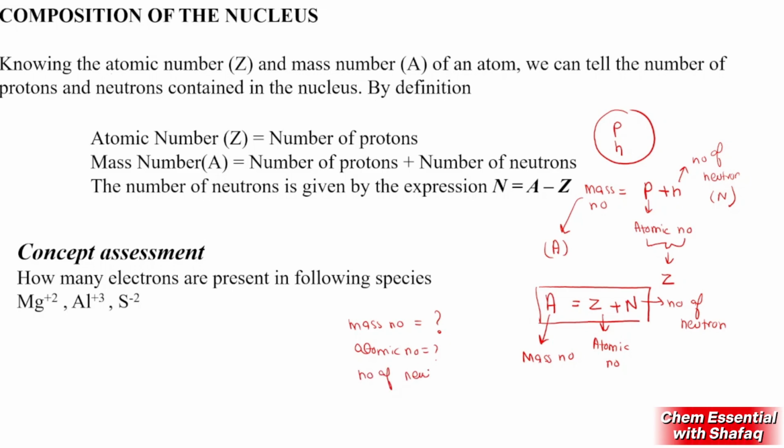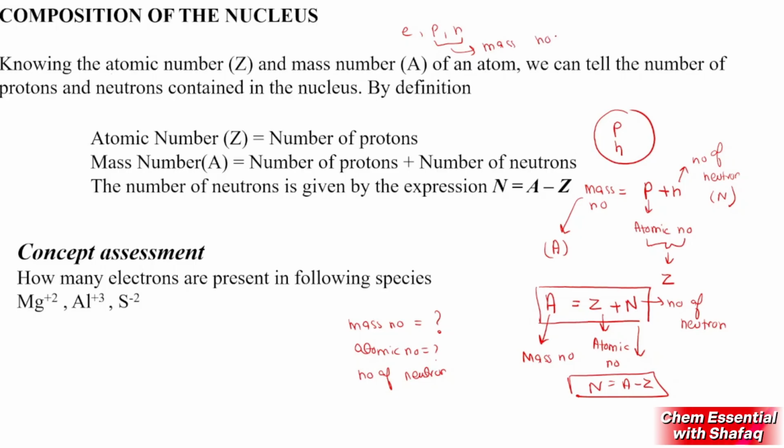So what will be the formula for the number of neutrons? Number of neutrons, N, is equal to A minus Z. That is very basic calculation. So there are three subatomic particles: electron, proton and neutron. Proton and neutron constitute the mass number.